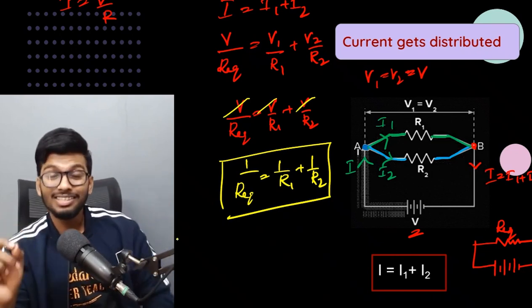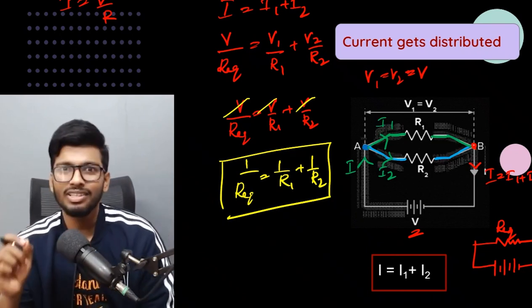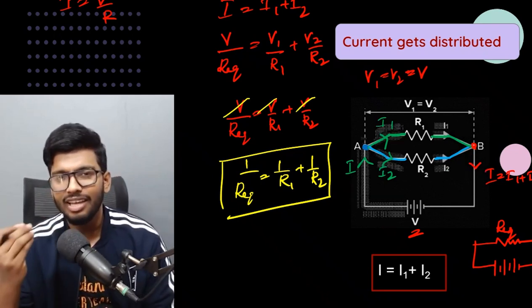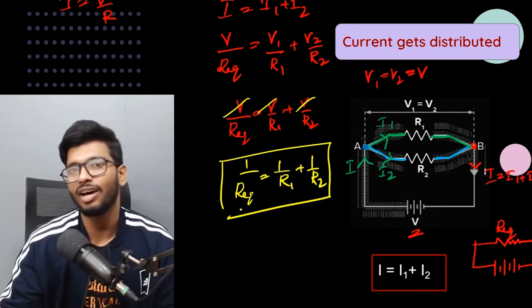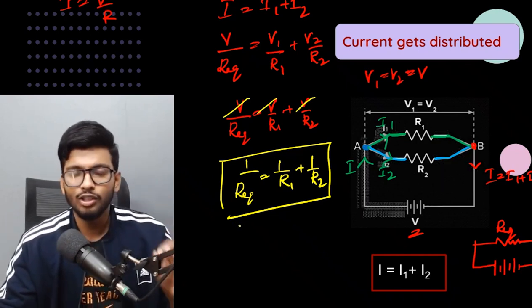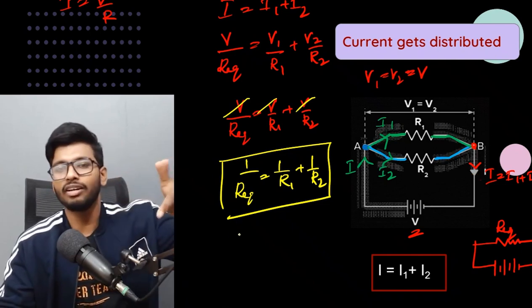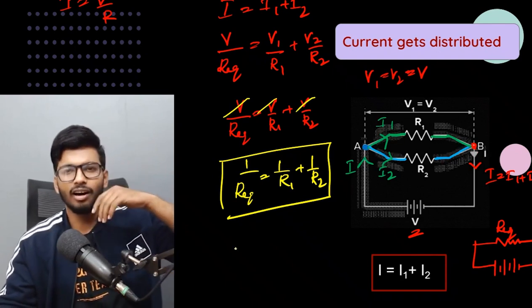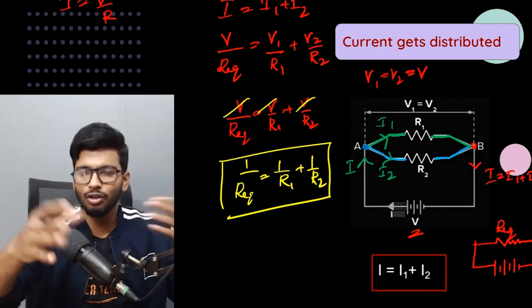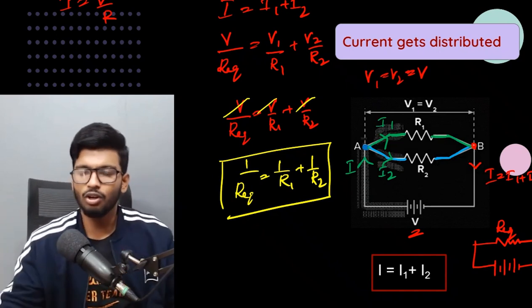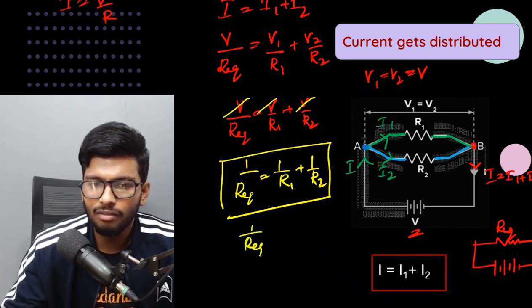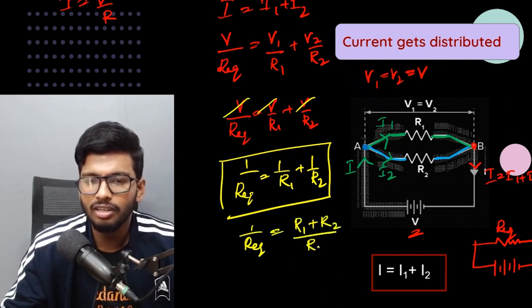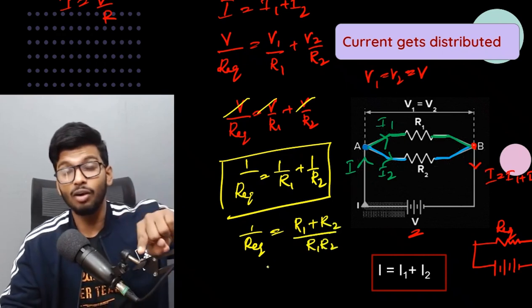But the most common mistake that I've seen over my years of teaching is this, people: the majority of the students end up forgetting that it's 1 by R equivalent. This is not R equivalent. So once you find the value, you have to reciprocate it. So the actual conversion is, if you were to cross multiply, because it's in fractions, you'll realize 1 by R equivalent is equal to R1 plus R2 divided by R1 into R2. This is 1 by R equivalent. You have to reciprocate this.